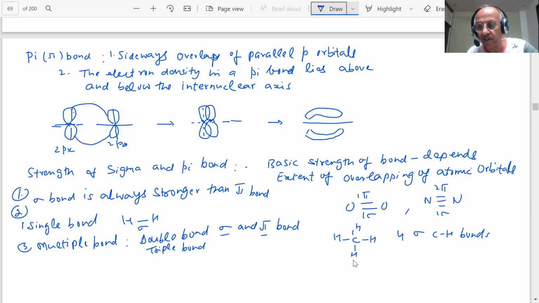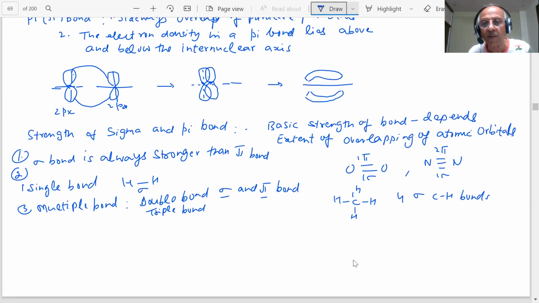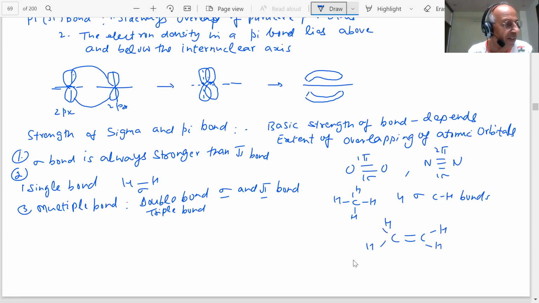But if I write this compound with a C double bond C, do you know the name of this organic compound, student? This is ethene. It has one sigma and one pi bond between the carbons, and the others are sigma. How many sigma bonds are there? One CC sigma and 4 CH sigma, and 1 CC pi bond. So both sigma and pi bonds are present.